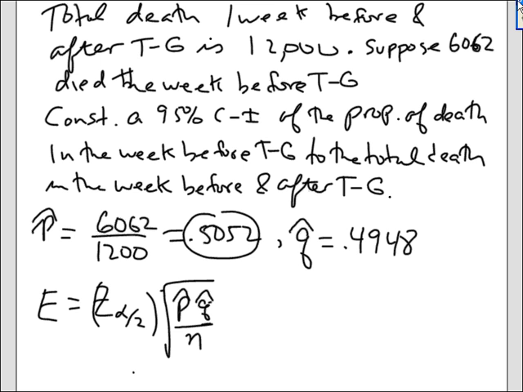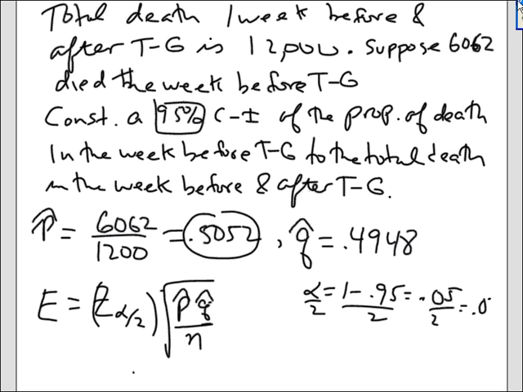Now, the thing is, what is z alpha over 2? Well, alpha, we want a 95% confidence interval. So alpha is 1 minus 0.95, which is $1 minus 95 cents, which is a nickel, which is not 5. It's 0.05. Divide by 2, you get 0.025. And z for 0.025 is 1.96. Z sub alpha over 2 is 1.96.